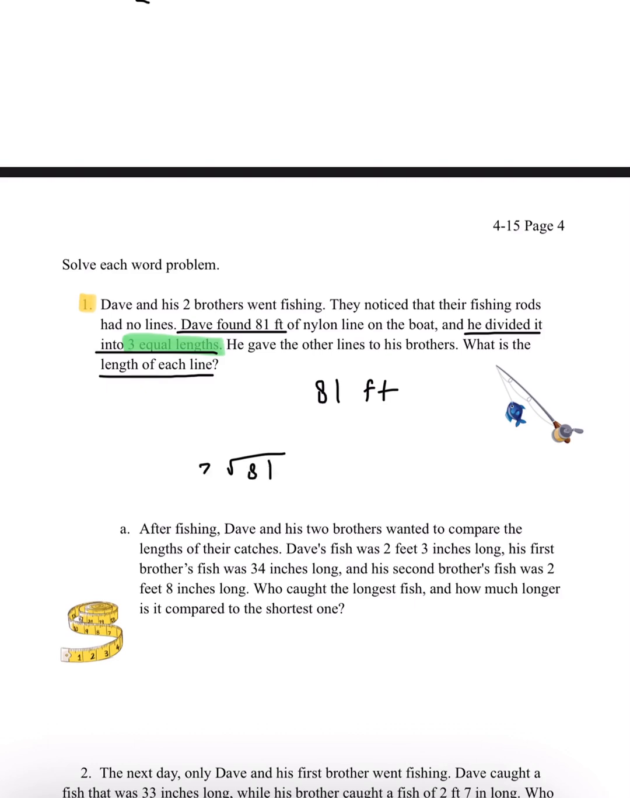divided by 3. 3 can go into 8 2 times, because 3 times 2 is 6. Subtract this, we get 2. Bring down the 1, which is 21. 3 can go into 21 7 times. So that means each length of the line was 27 feet. And that's our answer.